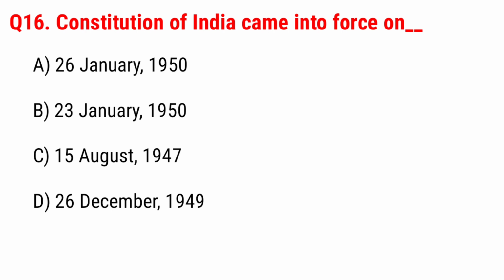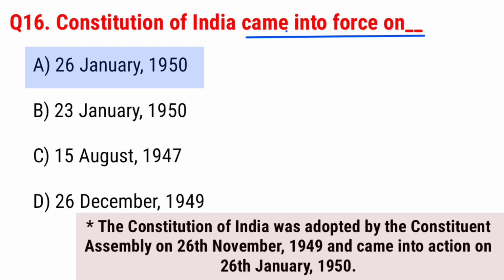Next question. Constitution of India came into force on option A 26 January 1950, B 23 January 1950, C 15 August 1947, D 26 December 1949. Right answer will be the option A 26 January 1950. The Constitution of India was adopted by the Constituent Assembly on 26 November 1949 and came into action on 26 January 1950. It is very important question, friends.